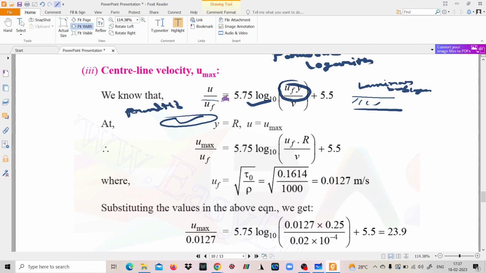Now here, what is this U_f? U_f is the shear velocity, or in some books it will be represented by U star. It is the square root of the ratio of the wall shear stress divided by the density. It is not a physical velocity, but it represents a quantity whose unit is that of velocity. That's why it is known as shear velocity.